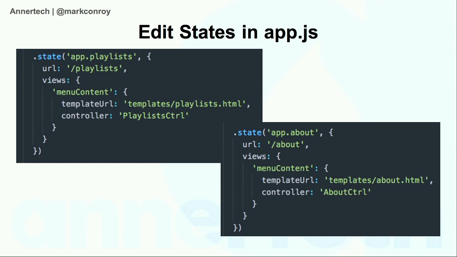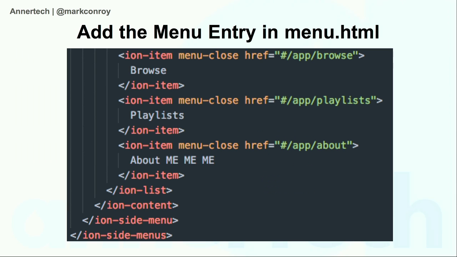So we'll say the URL for this is going to be /about. It's going to use the template called about.html, and it's going to use a controller called about controller. We probably don't actually need that here because we're just going to create static content. But if we were going to create something dynamic or something that needed interactivity, that's where the controller would start kicking in. So to add a menu item, you can see you've got ion-item open, ion-item close, and then there's a close near the bottom called ion-list.